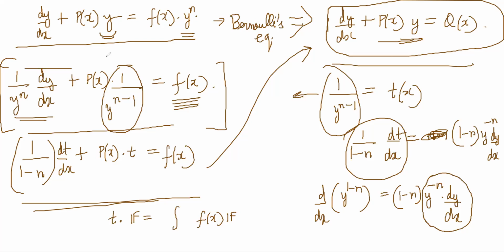So every time you'll get questions where you'll be able to convert a Bernoulli's equation to a first order differential equation. Okay, so one example we can do of this type. There is one question here: x dy by dx plus y is equal to x square y square. So this is my question.